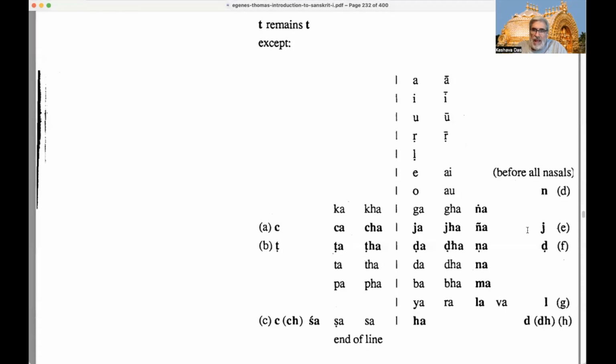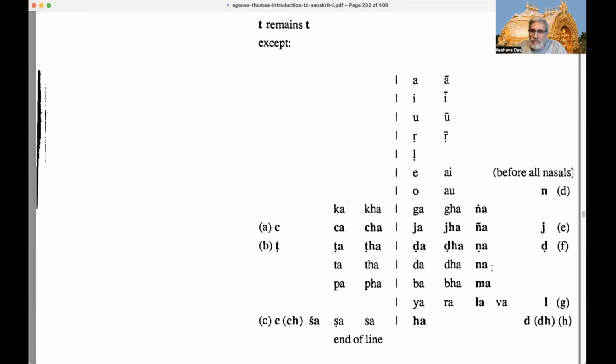When followed by a palatal, it can optionally become ja if it's followed by one of these voiced palatals. So from dental ta to palatal ja, and it can become the dental da. The cerebral da, when followed by the cerebral da dha na.